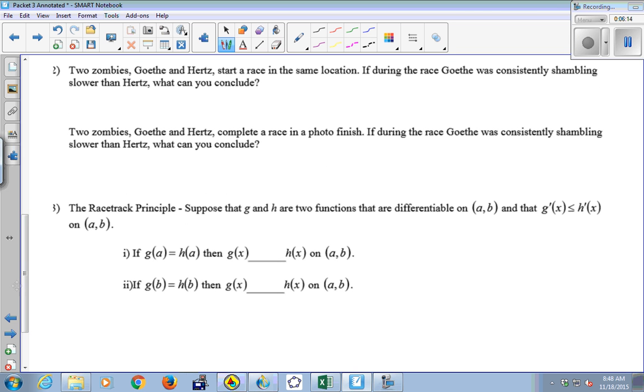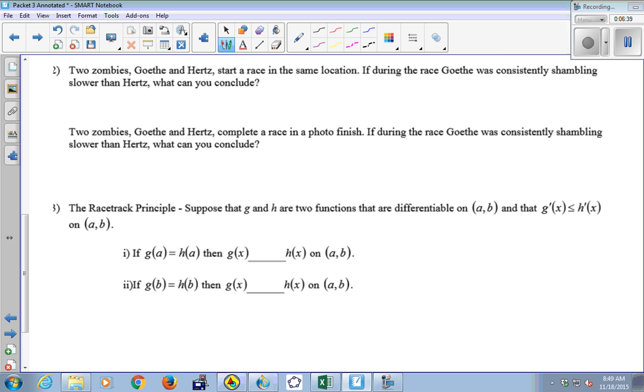All right, so this is a little intro to the racetrack principle, and we're going to talk about it in terms of an actual race. So let's say we have two zombies, Goeth and Hertz. They start a race in the exact same location at the exact same time. If during the race, Goeth was consistently shambling slower than Hertz, what can you conclude? Who wins the race? Hertz wins the race, yeah.